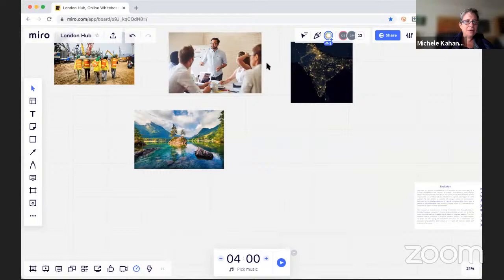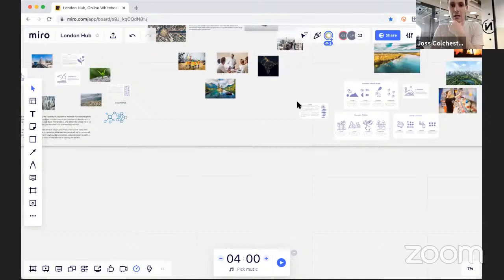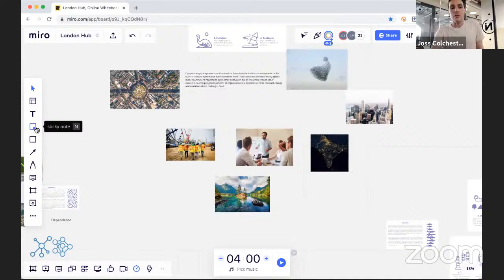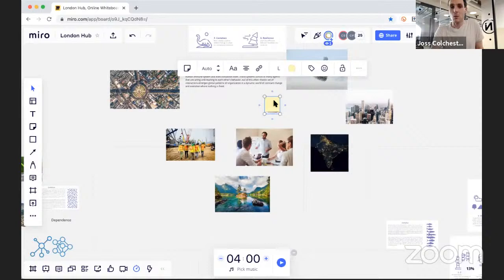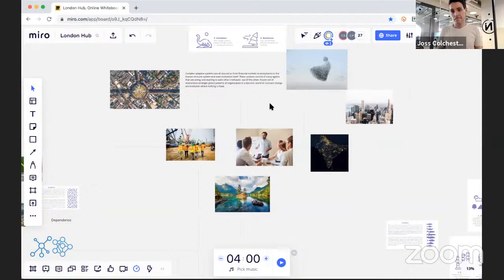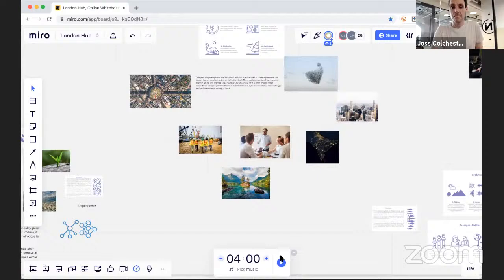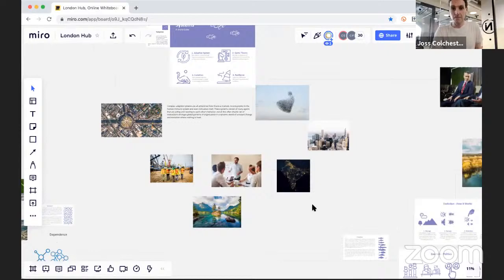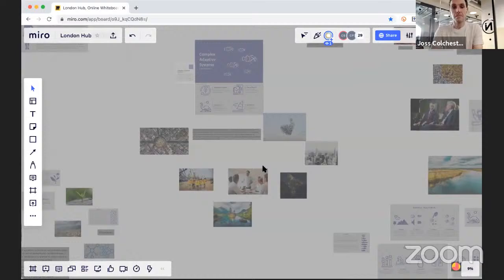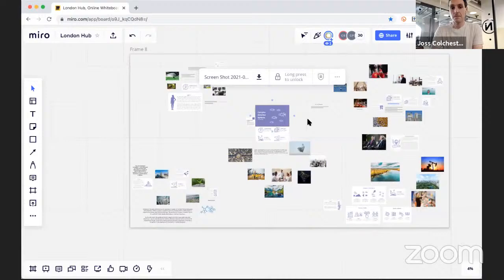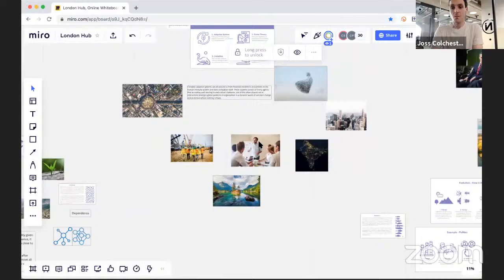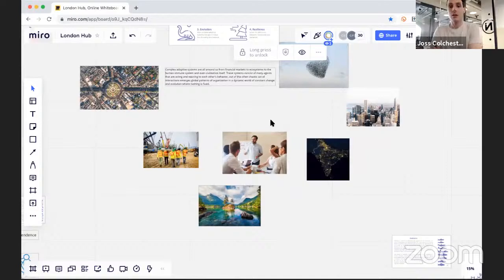So you should find the board where I am here. And if you go down to the bottom of it, you'll see the images. You can click on the sticky icon on the left there and put it down, or you can just double click on the board and type away. Any ideas? You can also unmute yourself if you have an idea and you want to shout it out.